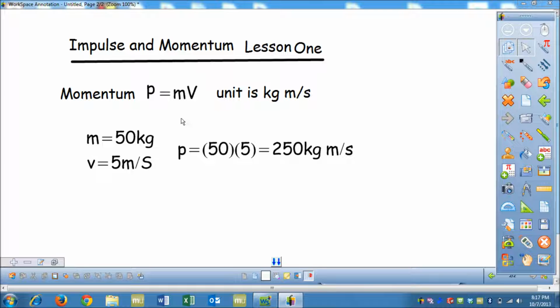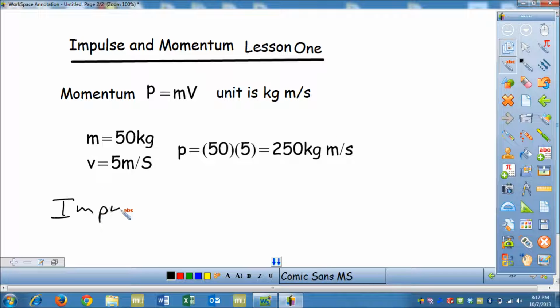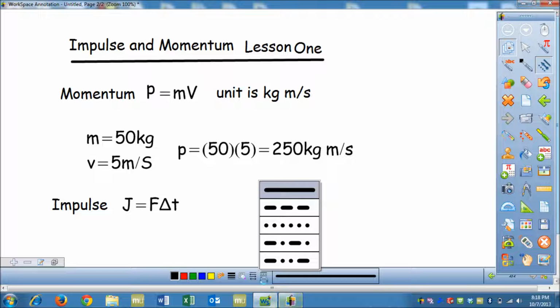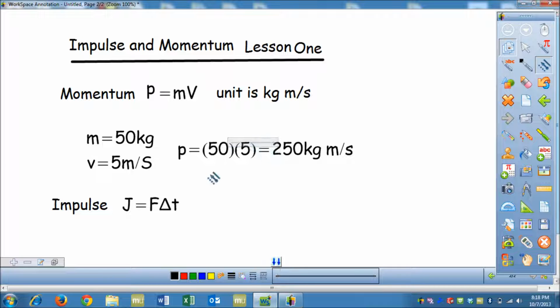Okay, now impulse is a little bit trickier. Impulse, let me just write down here, impulse. Now, we use a J for impulse. Impulse is equal to force times change in time. Now that's close to true. Actually, usually when we talk about impulse, we're talking about average force. So I'm going to put a little line over the force.